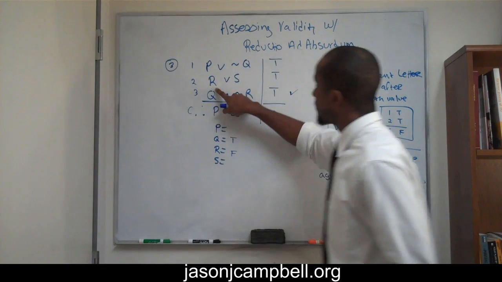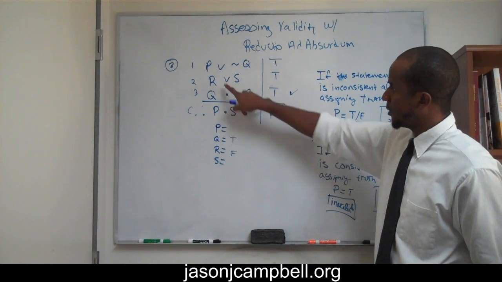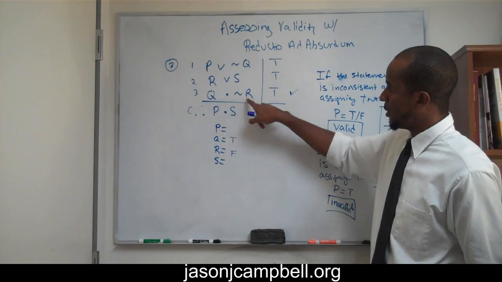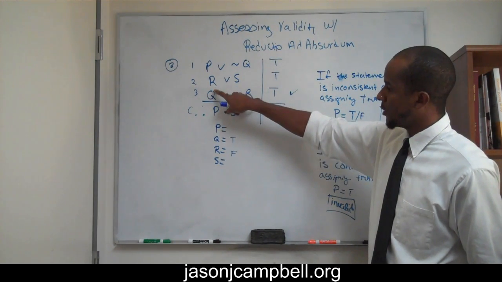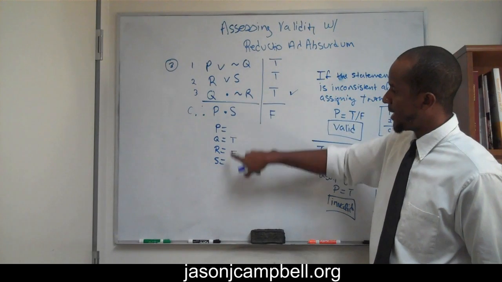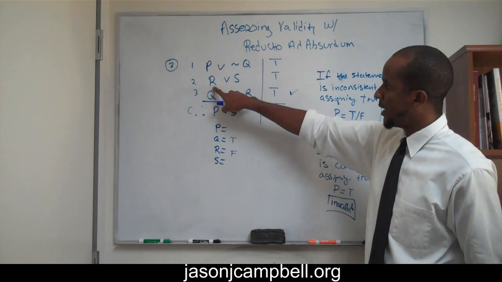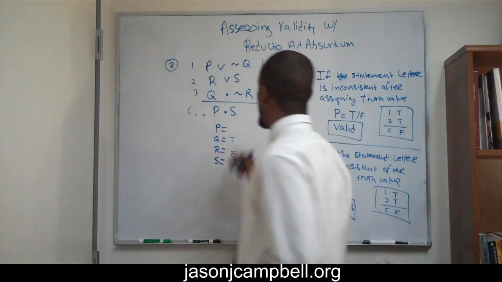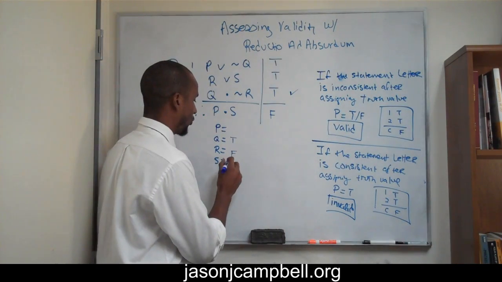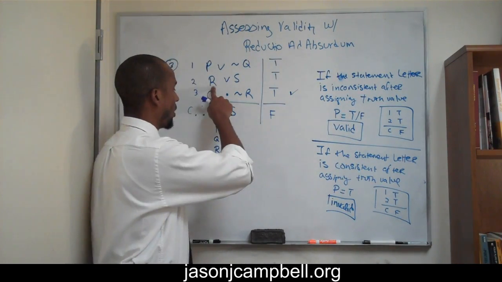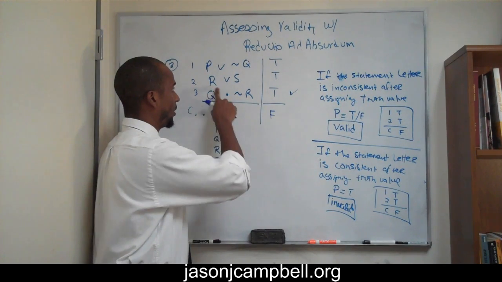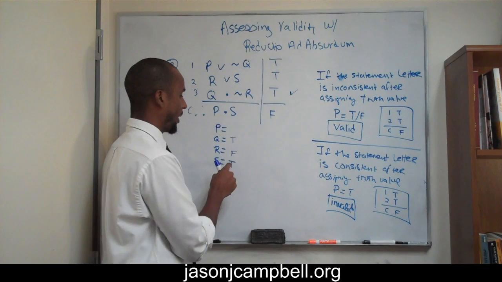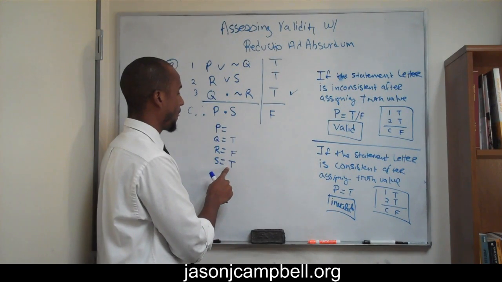If R is false, because we needed it to be false here in order for the claim to be true, then we recognize that S has to be true, right? Because if it's false and this is true, then the whole claim is true. So then S must be true. Okay? So S is true.